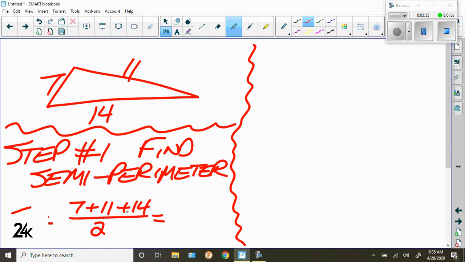Everybody knows that 7 plus 11 plus 14 is 32. And then when you divide by 2, you get 16. That's what S equals. The semi-perimeter, S, equals 16. Okay? That's step 1. Now for step 2. Step 2.